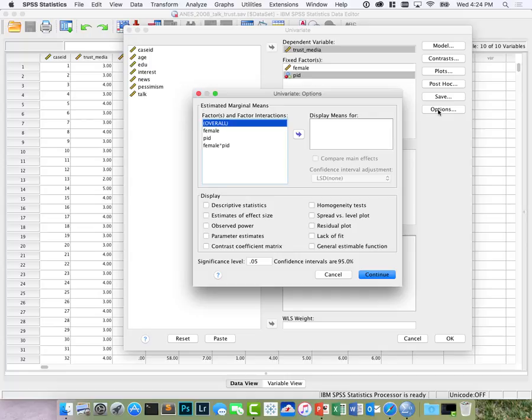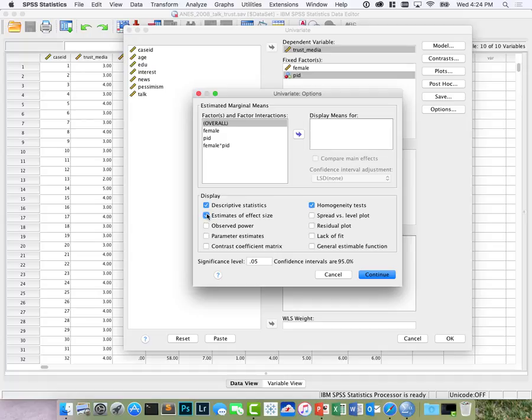And then under options, we want descriptive statistics. If you don't ask for that, you won't know what the mean differences are, because that's the only place you get the means. And we're going to ask for a homogeneity test. What name do we attach to the front of that usually? There's a person's last name. Levene's test, yep. And so we'll talk about that. And then we want estimates of effect size, which in this case would be partial eta squared.